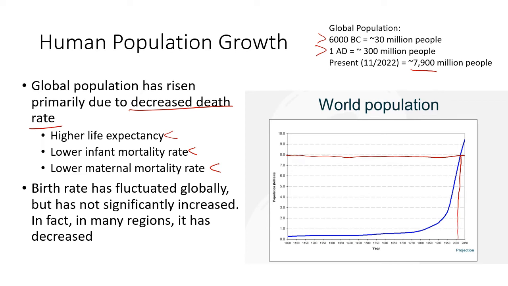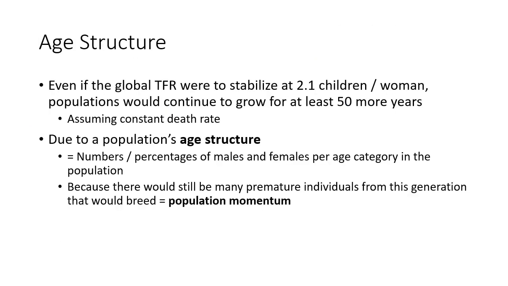Birth rate has also fluctuated globally, but it's not significantly increased. And like I said in that previous slide, it has decreased in many regions and worldwide. Okay, and this kind of gets us into age structures and age structure diagrams. But before we get there, I want to say that assuming we have a constant death rate right now and we just locked in births globally to 2.1 children per woman, populations would still continue to grow for another 50 years or more.